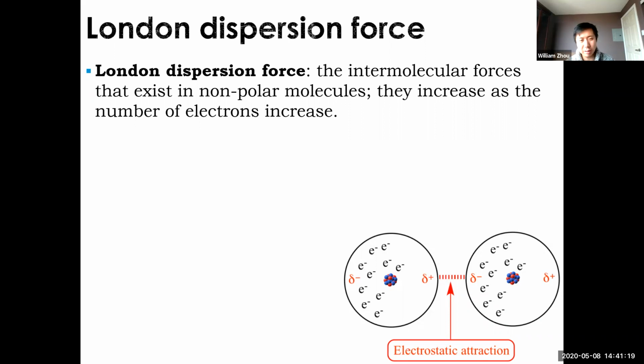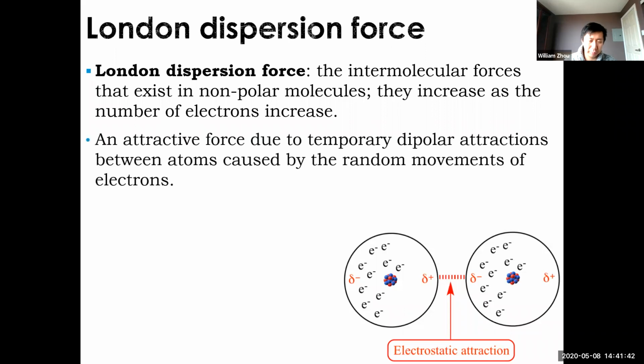Okay? And this is not exclusive to non-polar. This is for everyone. If you are polar, you still have a London force because they come from electrons. As long as you have electrons, you will have London force. Okay, and London force will increase when the number of electrons increase. So the more electrons you have, the stronger the London force. Now, how does that work? Well, London force is due to the temporary attractions between temporary dipoles.